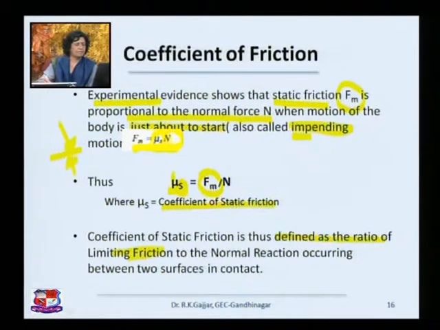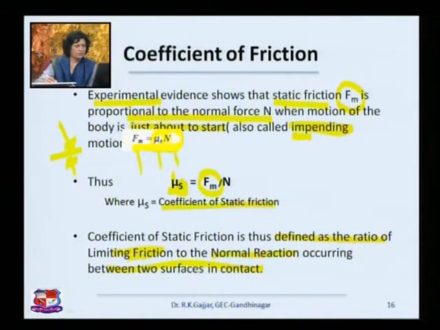Friction Fm to the normal reaction occurring between two surfaces in contact. So once you know any of these three values, there are three unknowns: one, two, three. What is the normal force? What is the coefficient of static friction? What is the limiting or the maximum frictional force?